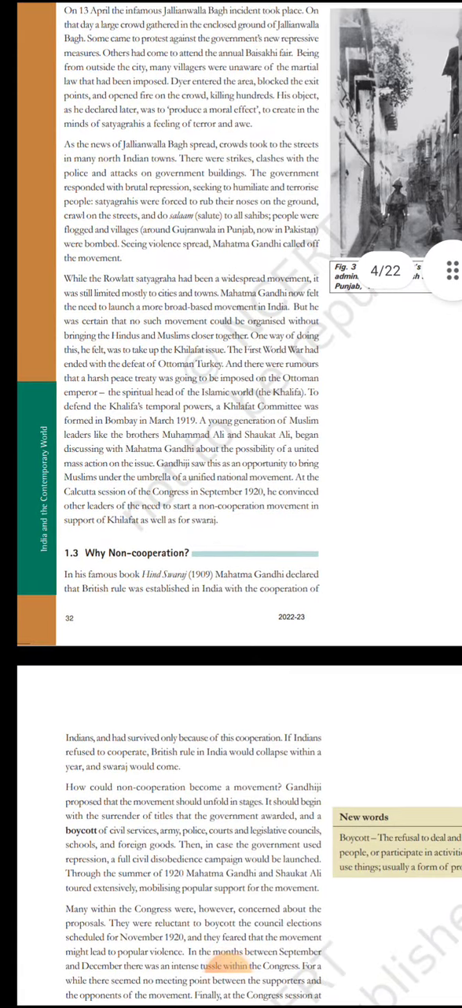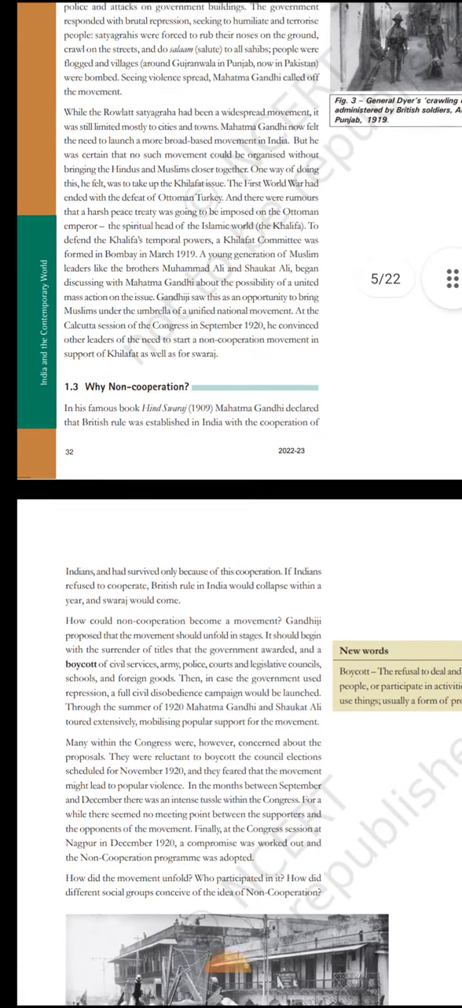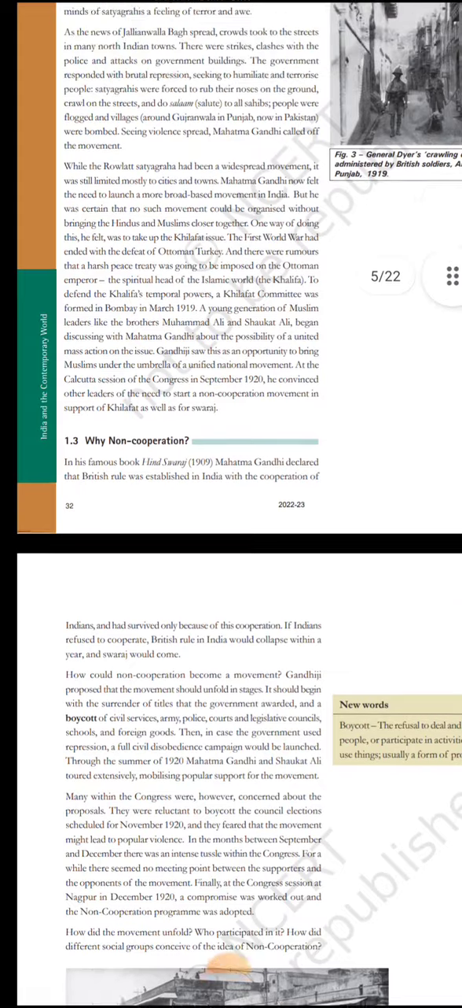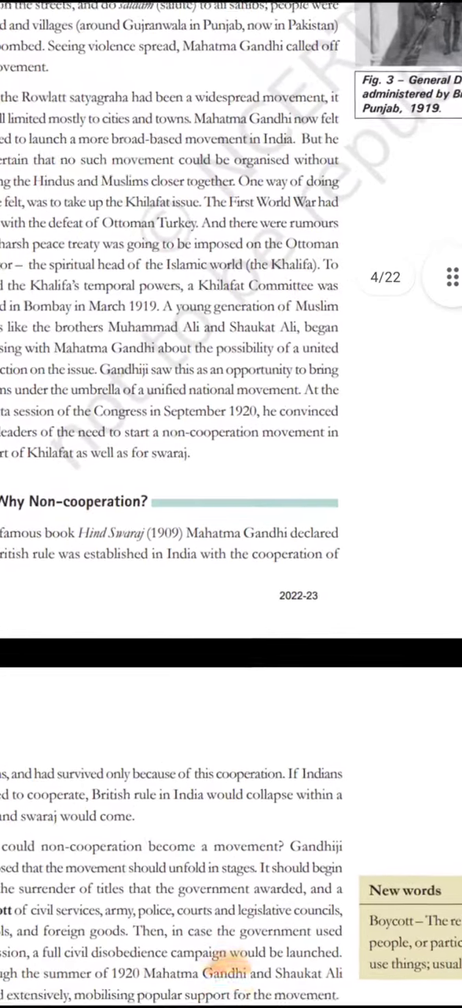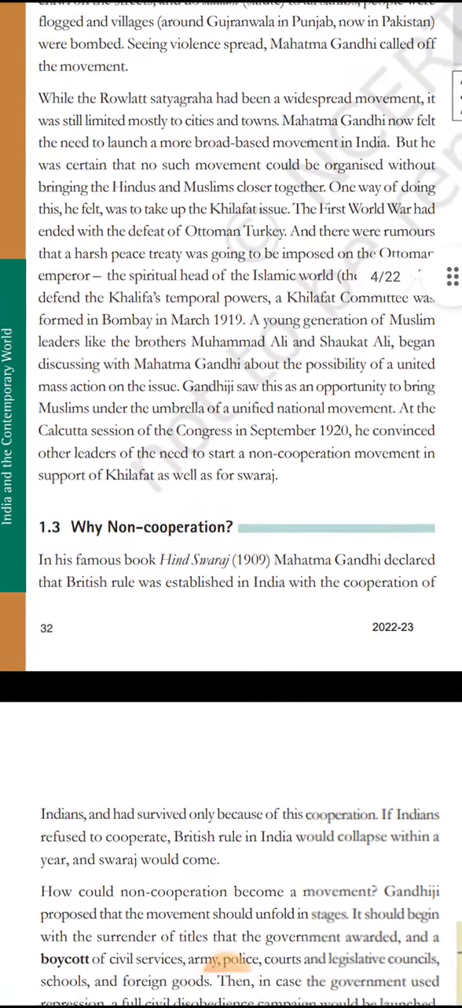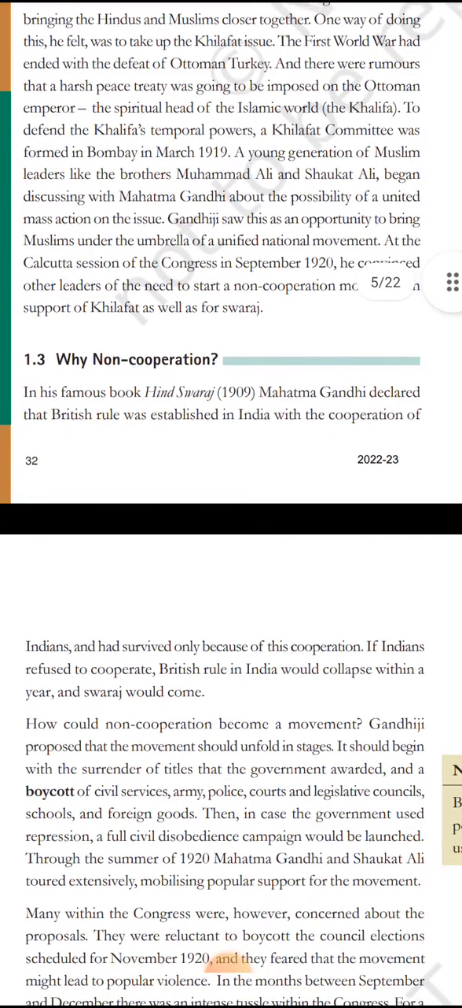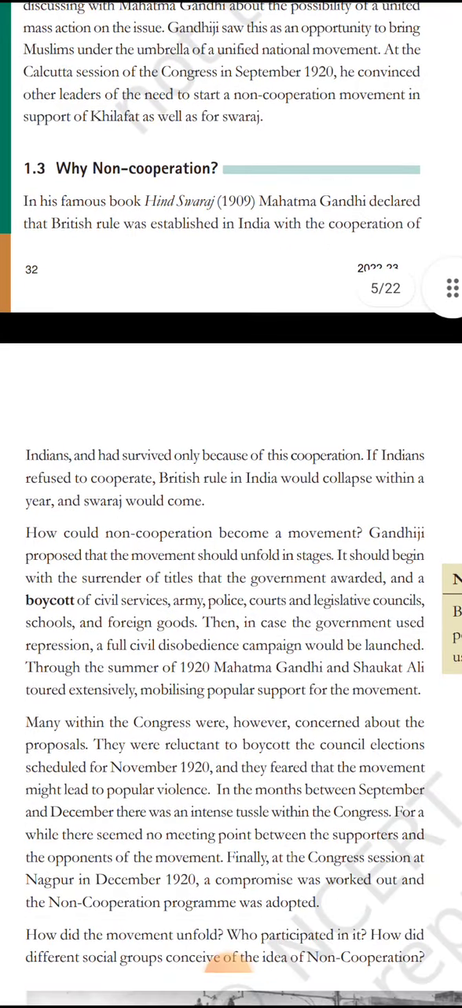And also at the Calcutta session of Congress in September 1920, he convinced the leaders to start a non-cooperation movement in support of Khilafat as well as for Swaraj. So now, see why non-cooperation.